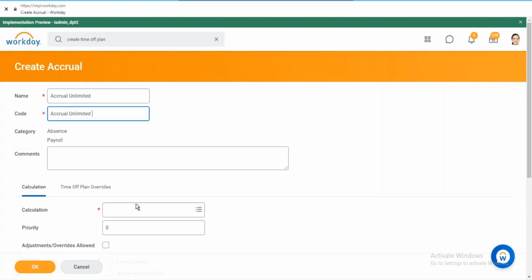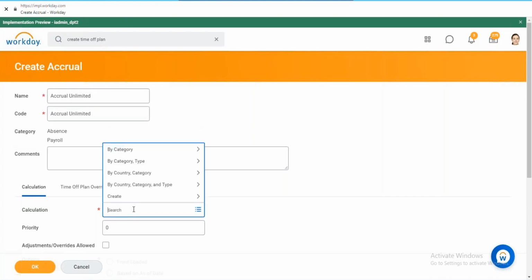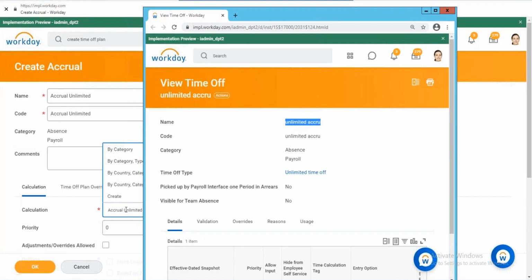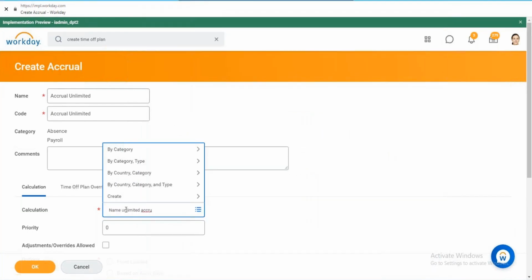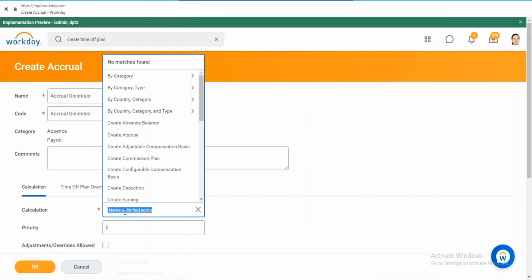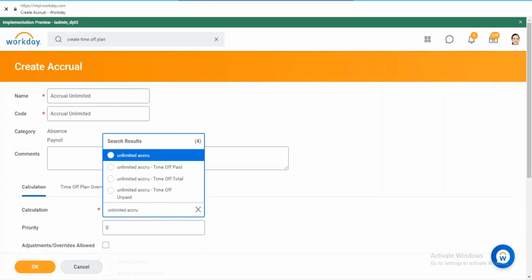So if they take 5 hours as a time off, then they will accrue 5 hours. Under the time calculation, you will paste the time off, and automatically you'll see your accrual time off has come up. So what you need to select is the component, unlimited accrue time off total.